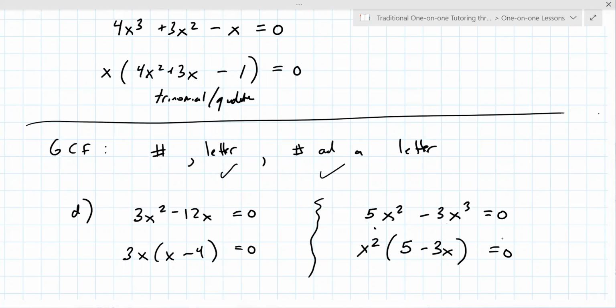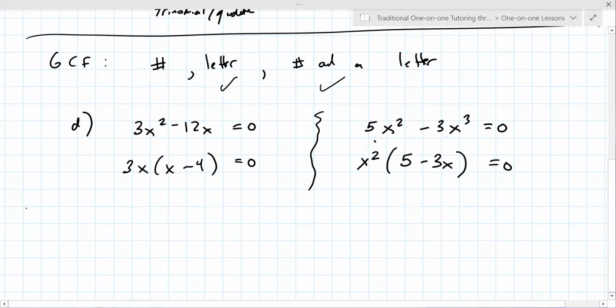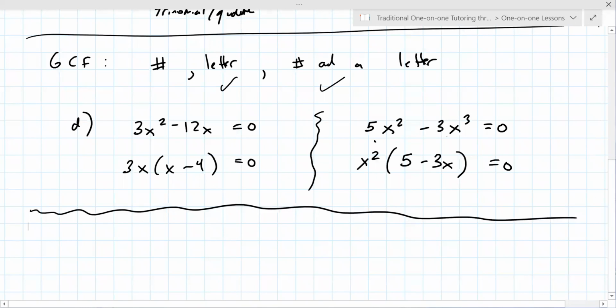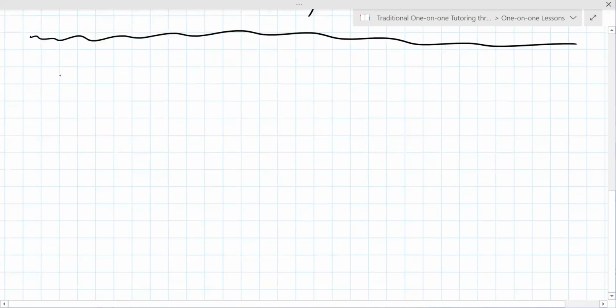That's as far as I want us to go for the moment here. But is it okay that for GCF, every term has an x in it? Yeah, that's what you're looking for. All right. So now the next one that I think is the easiest to identify is a square root property.